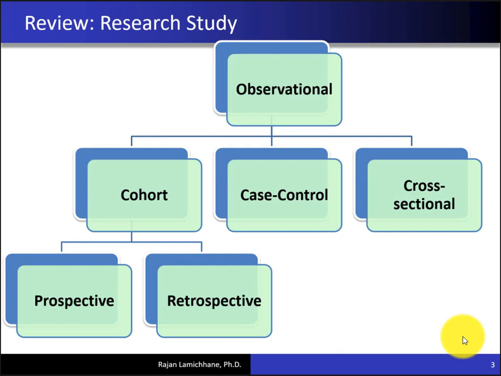Now, let's briefly review what we learned in the last session about the observational studies. There are three types of observational studies: cohort study, case control study, and cross-sectional study. And a cohort study could be prospective or retrospective, and based on the type of observational study, we use different types of tools to quantify the risk.